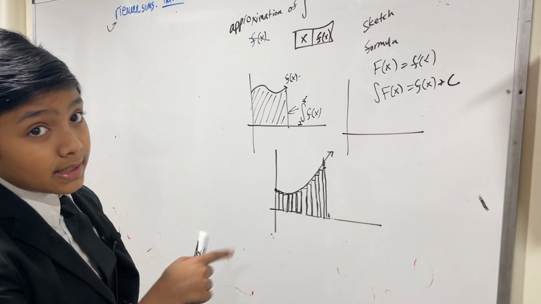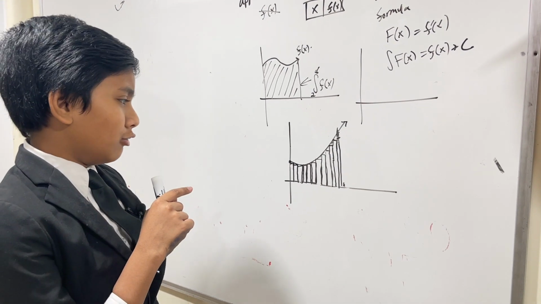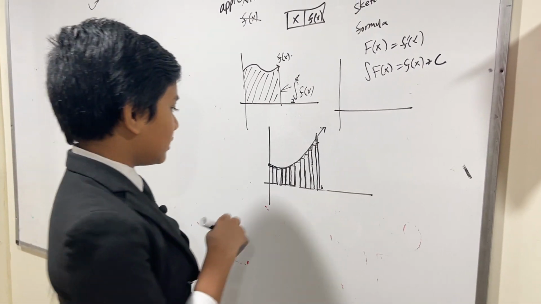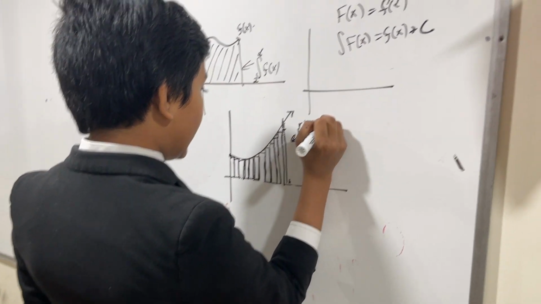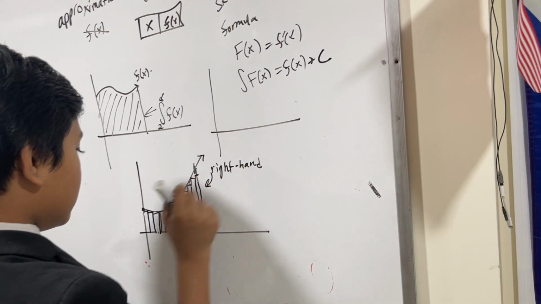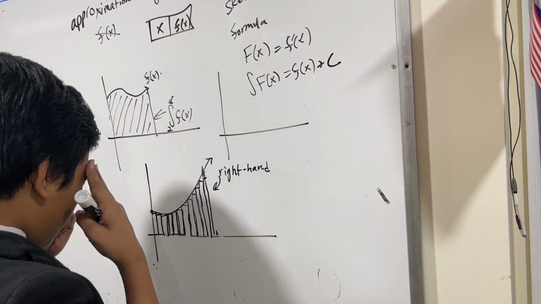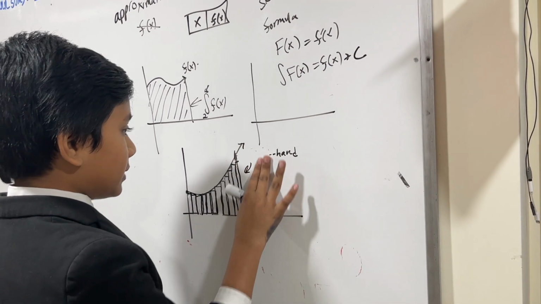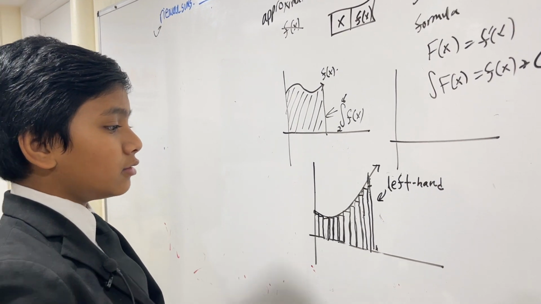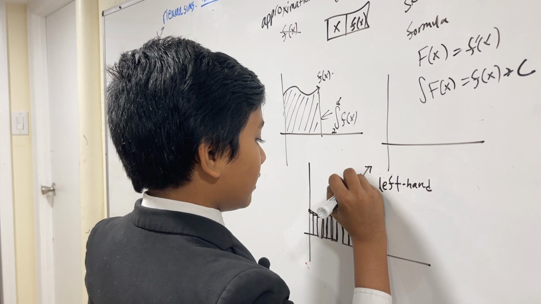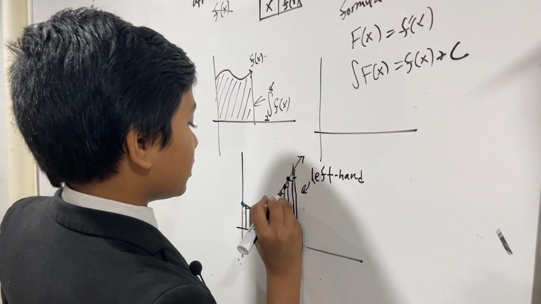Now, what is this? Well, I think that is called right-hand approximation. Why is it called right-hand? Well, do I know my lefts and rights? No, I don't. This is a left-hand approximation. Why? Because you actually use the left vertex of the rectangle to go on the curve.